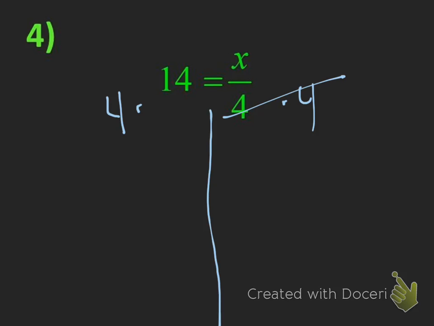So the 4's are gone, right? That leaves us just a 1x on the right side. What is 4 times 14, or 14 times 4? 56. Very good.